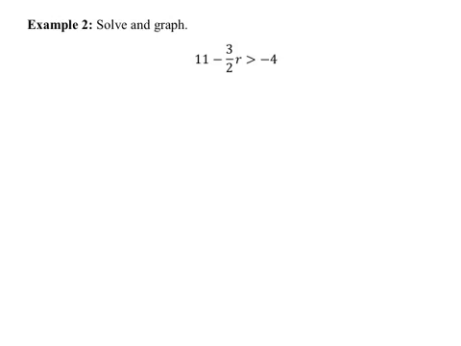For example 2, let's take a look at this. Make it easier on yourself. See that this 3 halves is one of the fractions, or one of the coefficients, and just multiply both sides by 2. So start by multiplying by 2 on both sides. That'll get rid of the denominator. It becomes 22 minus 3r greater than negative 8.